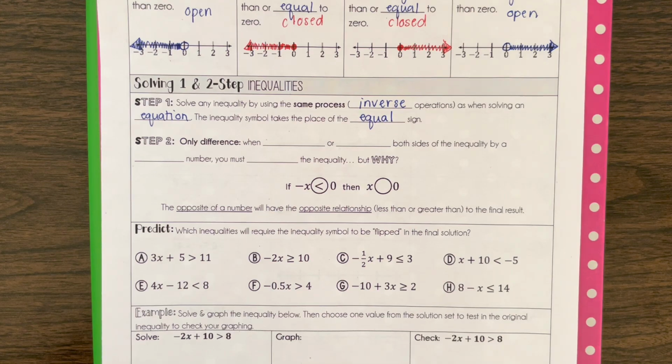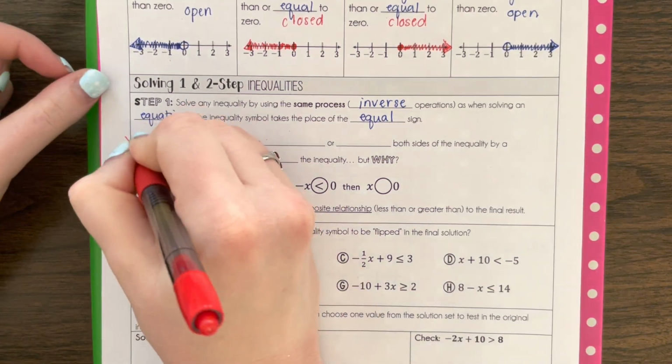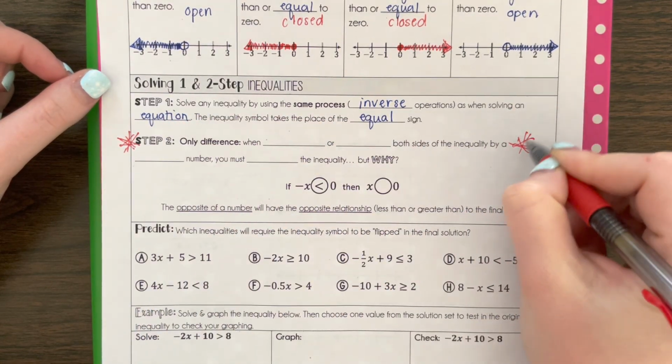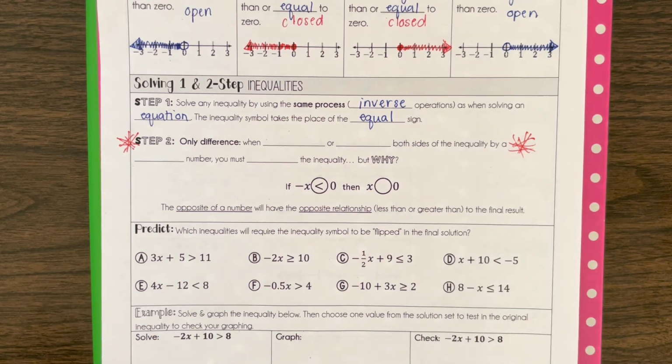So we're going to see those different symbols instead of the equal. However, there is one caveat, and I want you to star, bubble, highlight, do something so step number 2 stands out. This is the one way that it is different from equations. So please, please, please star, highlight. You don't want to forget this.